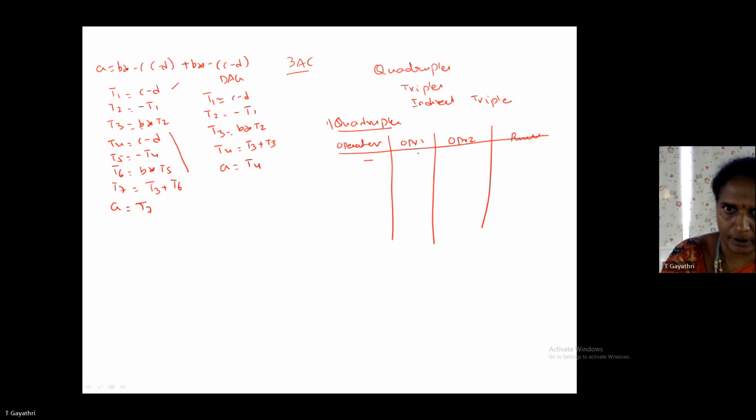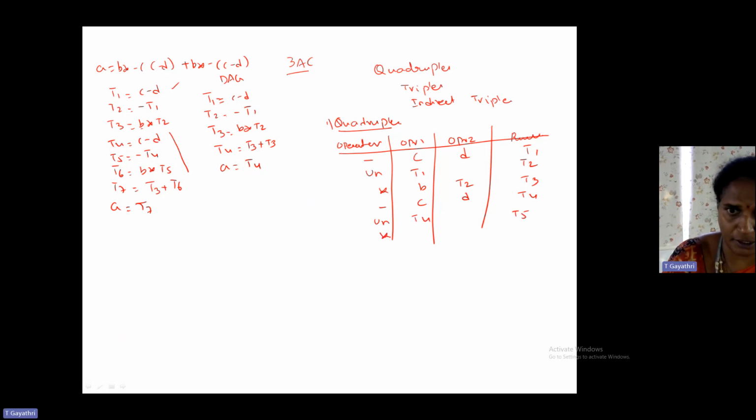Operator, first operand D, and result will be there T1. Next one is unminus, right? T1. Result will be there at T2. And next multiplication B, T2, result will be there at T3. So for the fourth statement, minus C D, T4. And next T5 unminus, result will be there at T5.